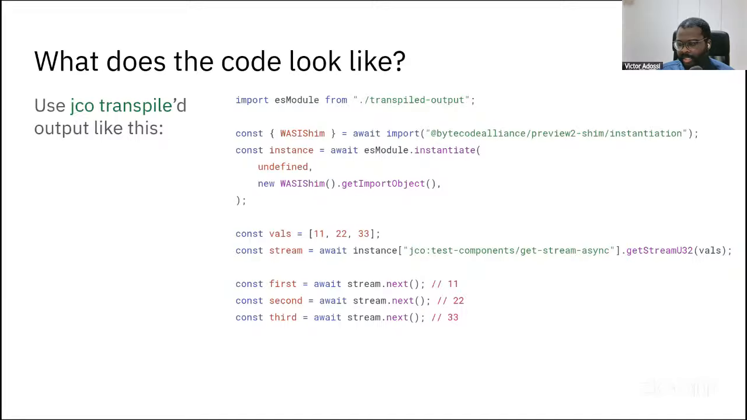Once you have your module and you've called this instantiate function, you have an instance, and on that instance are exposed the interfaces and functions that you wrote into the world, or built into the component. Here we call that get stream U32 function, and we just await on the stream that we get out of it. This is also compatible with async iterator as it exists in JS, but we do it manually here, awaiting the values, and you end up getting the values that are listed there.